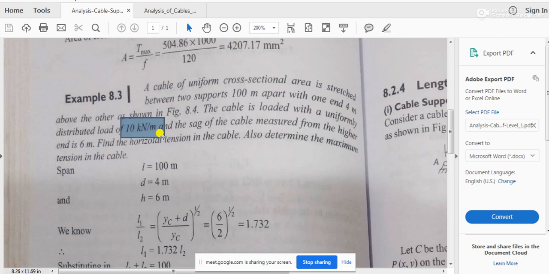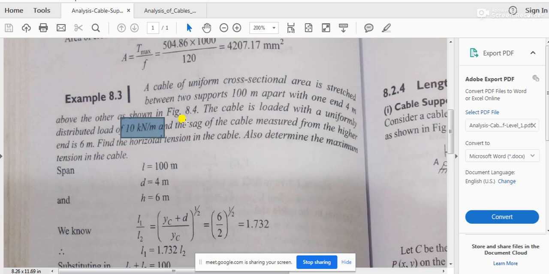So you see how the complexity of a problem can be increased. If I add the previous day's deck problem to this, the problem will become more complex. In that case, from the deck area you would have to find the total load on the bridge, then distribute the load among the two cables and find the uniformly distributed load on the cable. Once you know the uniformly distributed load, the problem is simple.